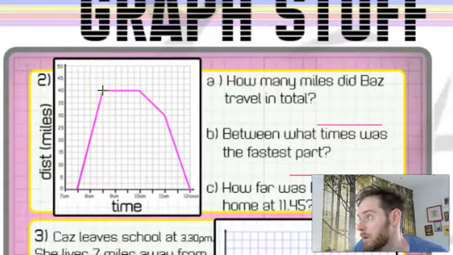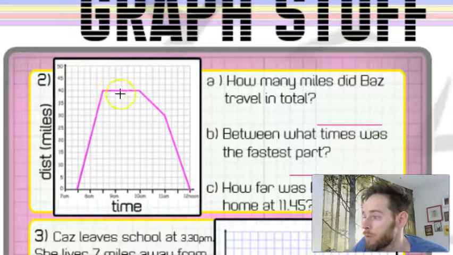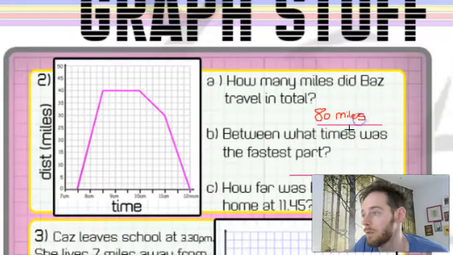Okay, so if he went 40 miles there, he must have gone 40 miles back. All right, so he's gone 40 miles there, 40 miles back, and that would be 80 miles. So you just put your number 80, and then you write your miles in if you have to. In this instance, I'm going to.